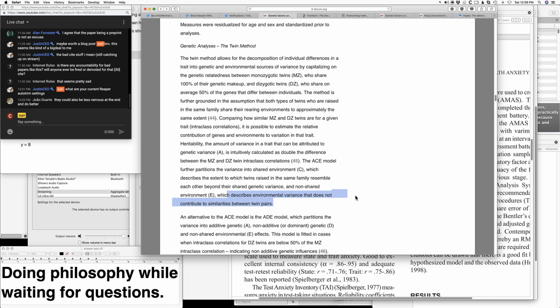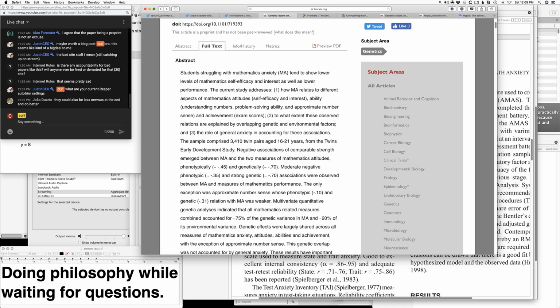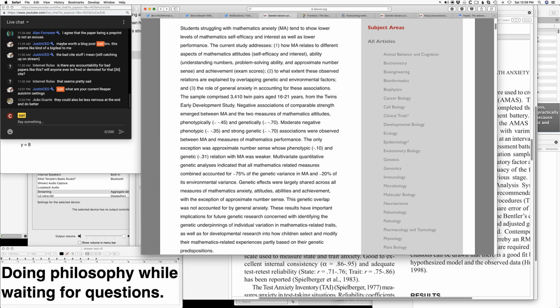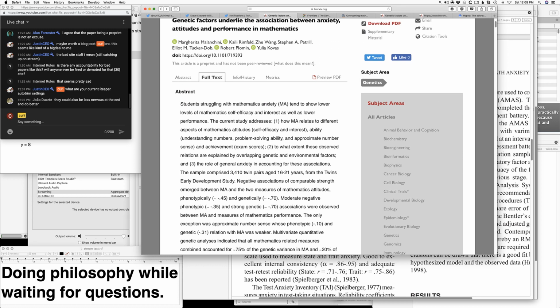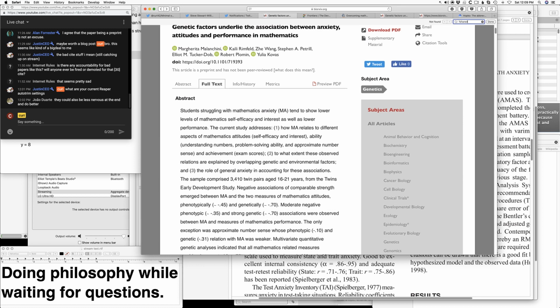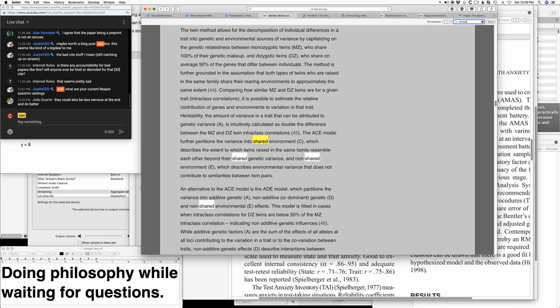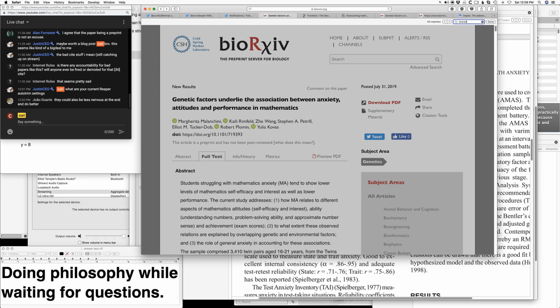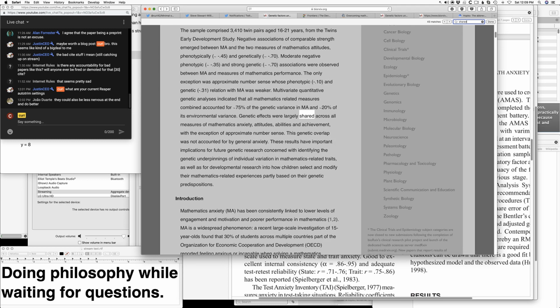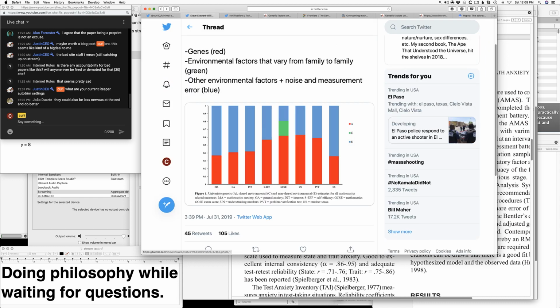Wait. What did they say about this at the beginning? Let's search for shared. Oh, they didn't talk about it earlier? What did they talk about? It was on their chart, right? Shared environment and non-shared environment.